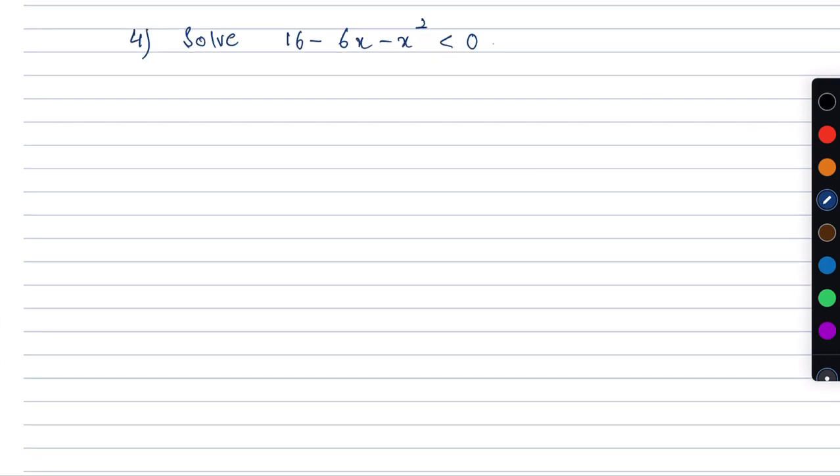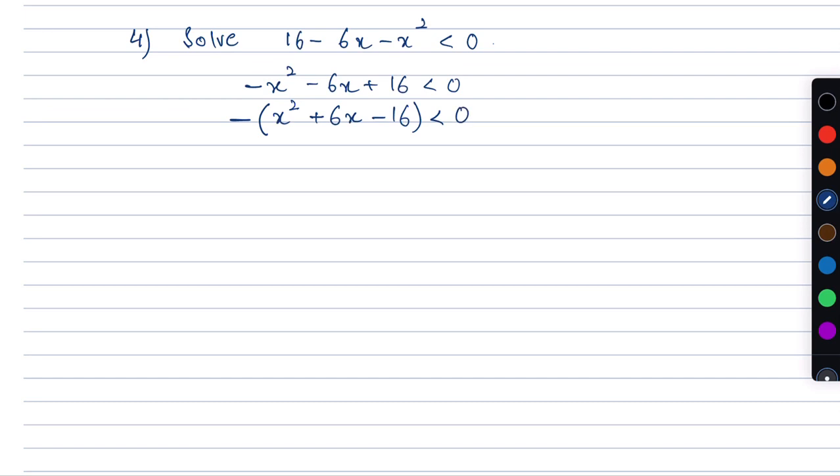Now let's solve another example. Solve 16 minus 6x minus x squared to be less than 0. So rearranging this equation, I can say it's minus x squared minus 6x plus 16 is less than 0. Now in this question, I have x squared with the negative sign, and I can solve it further so that I can take the negative common, and doing that, I will be left here with x squared plus 6x and a minus 16 to be less than 0.